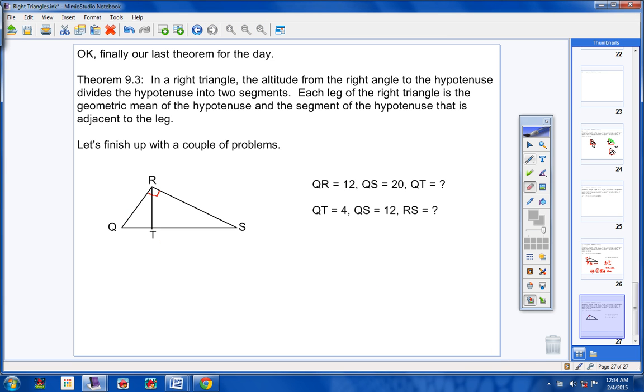Okay, now using the same triangle, students, let's see if we can solve for segment RS. Now, QT is 4. Got it? By the way, there should be a right angle here. QT is 4. QS, the whole hypotenuse, is 12. So from here all the way across, the entire hypotenuse is 12. Find the length of RS. Now hold it, we've got a problem here.